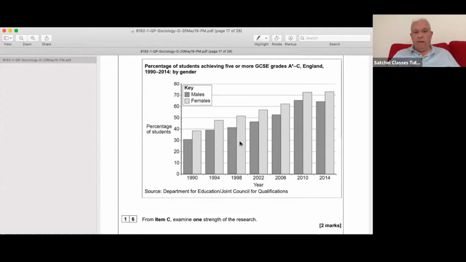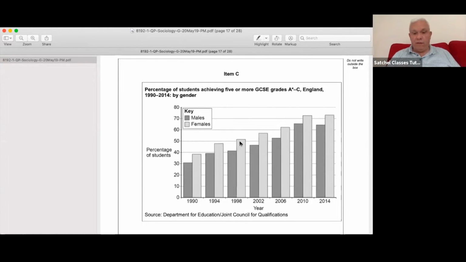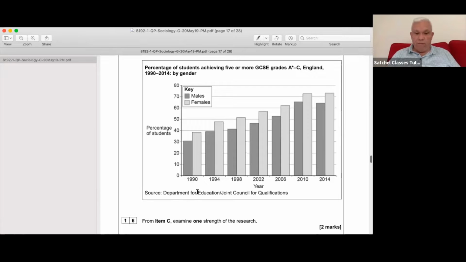So a lot of people kind of got thrown a little bit on this one because it didn't say a lot. It just kind of was a graph, and it didn't really give you a lot of information. And also, one of the things that you can think about is where this information comes from. Okay, Department for Education.